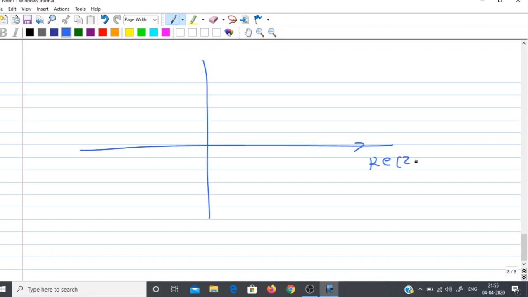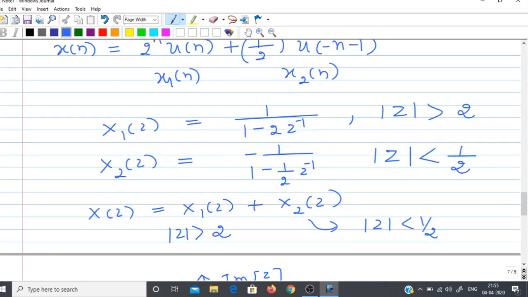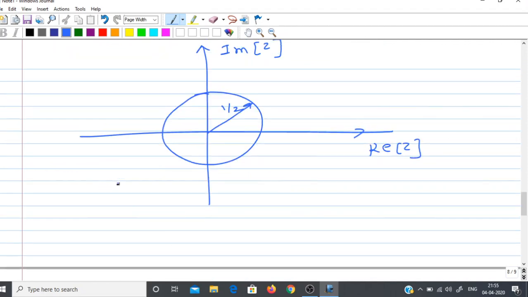So if we draw these two regions in the z plane, so this is my z plane again. This is the real axis. This is the imaginary axis. Now there are again two circles. One circle is with radius half. And what is the ROC for this X2? It is less than half. So less than half means interior to this circle of radius half.